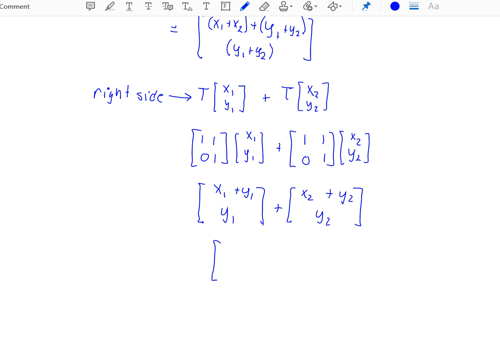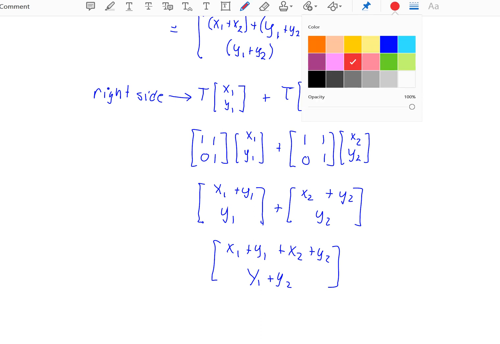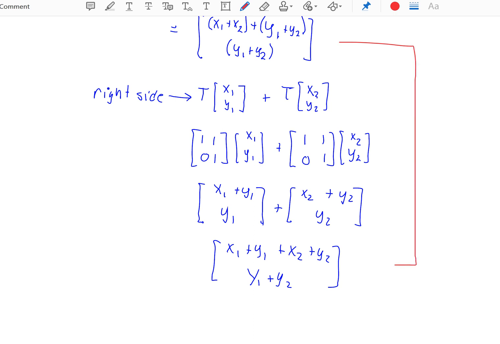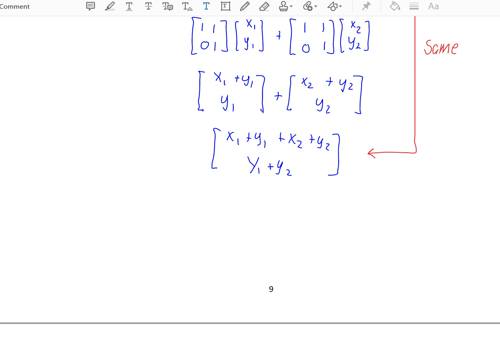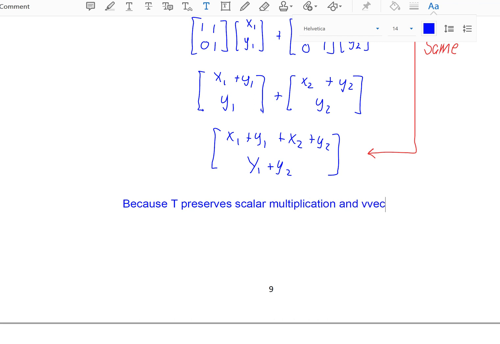And if you add these two vectors by adding their corresponding components, then I think we should know that even though these are written differently, I believe the left-hand side and the right-hand side are both the same. This verifies that T preserves vector addition. So maybe we can say because T preserves scalar multiplication and vector addition, T is a linear transformation.